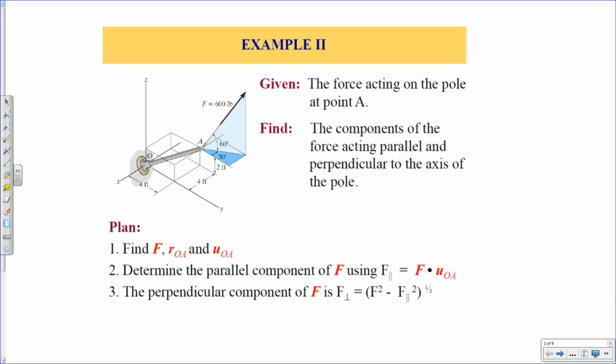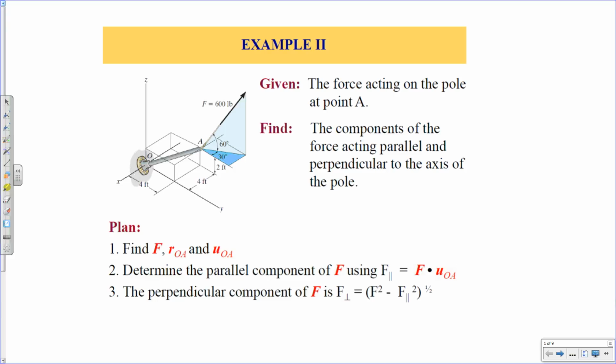Here's a problem that's available for you on the Blackboard site. It's from section 2.9 dealing with the dot product. What we have here is a pole that extends from the origin to point A, and at point A we have a 600-pound force that's pointing off into space.